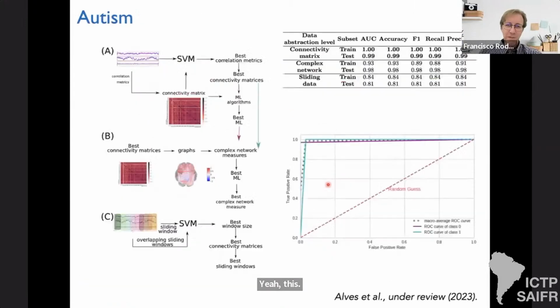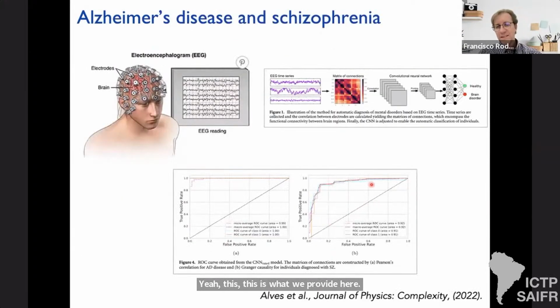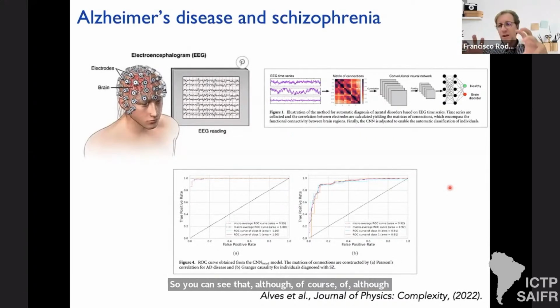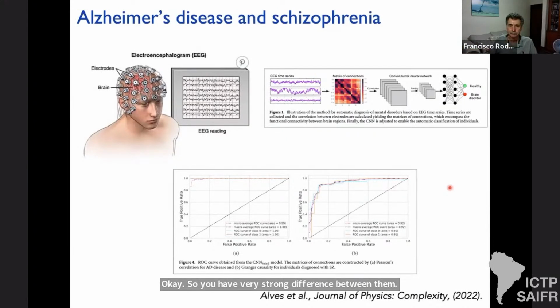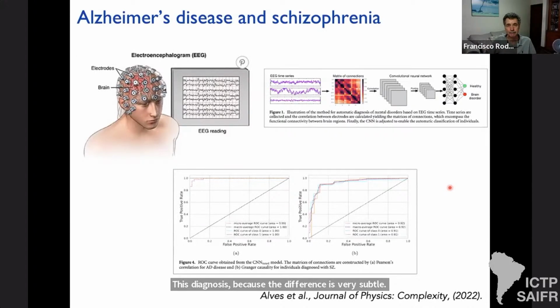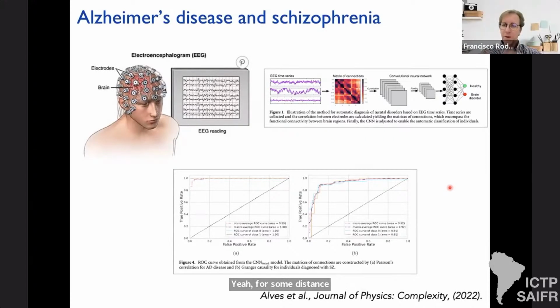You can see, for example, this is the ROC curve. We can see about 92% correct classification. So although you have this oscillation between different measures, some patterns are well defined, so you have a very strong difference between them. For example, for attention deficit, it's not so easy to perform this diagnosis because the difference is very subtle. For some diseases, it's easy. Alzheimer's and schizophrenia are the easiest ones, because the differences in the brain are very well defined. But for others, it's not so easy.